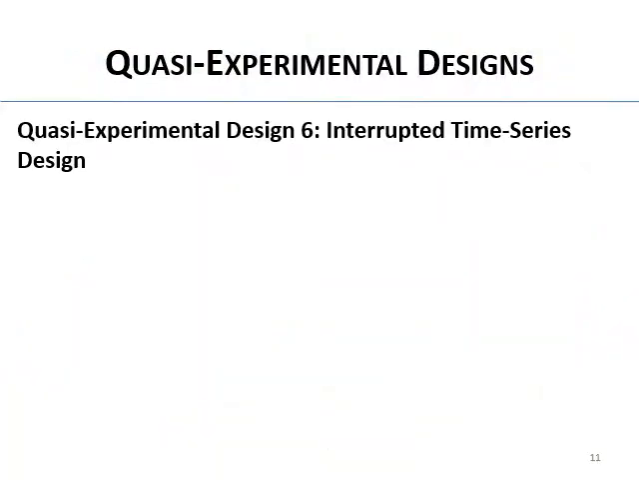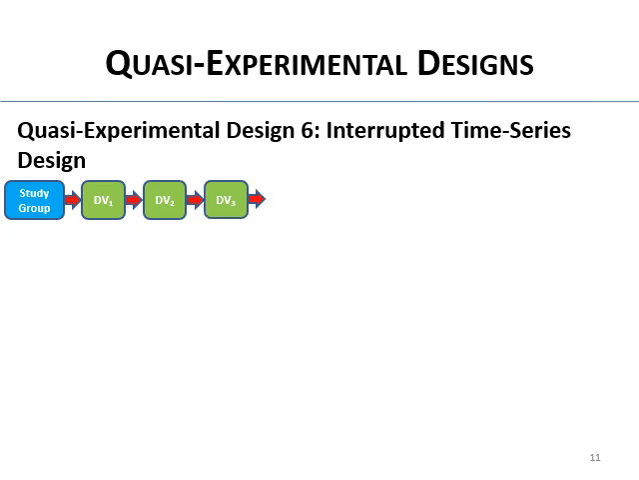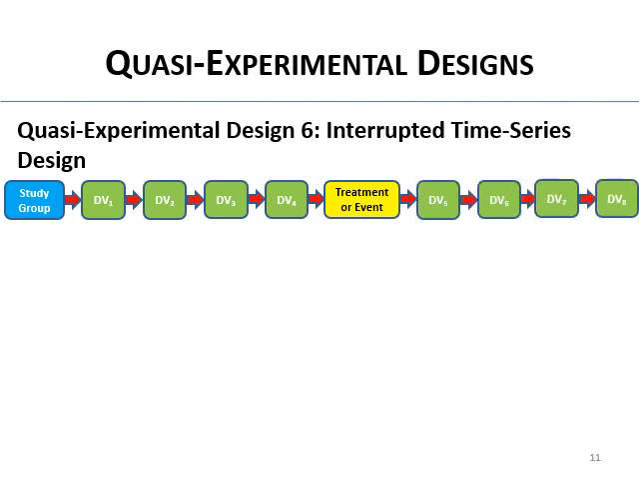So now we're on to something totally different. These are design 6's interrupted time series design. And time series designs look like this. You've got a steady group and you measure them on the DV at some point in time, then you measure them on the DV the next point in time, then you measure them again, keep measuring them, and then eventually something happens. So you've got like 4 measurements here beforehand, something happens, and you measure them afterwards as well. And preferably you got equal measurements before and after.